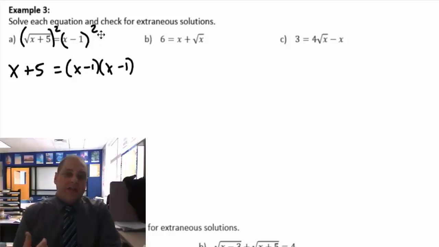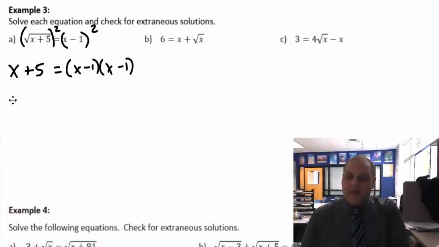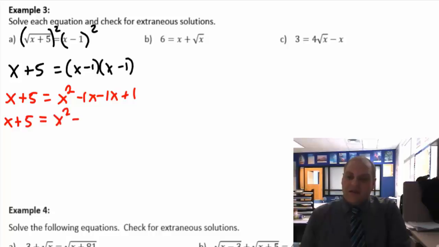There's no radical to cancel out the square, so you have to multiply x minus 1 times x minus 1. Well, we should be able to do that by now. We've been doing that all year. So it's x squared minus 1x minus 1x plus 1, which is x squared minus 2x plus 1.